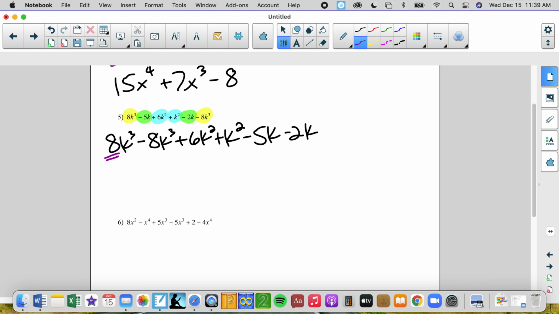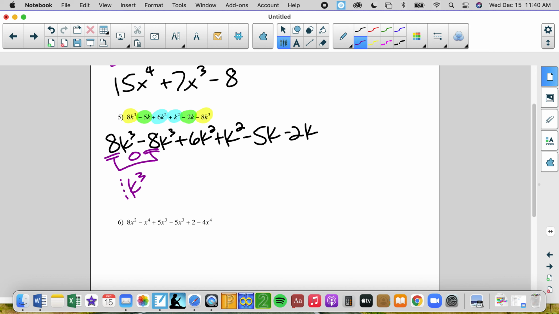So I look at the coefficients, because those are like terms. They both have k to the third. 8 minus 8 is 0. That equals 0. So I'm not going to write k to the third. If I wrote k to the third, which I saw a number of students write, you're telling me that there's at least one k to the third. There aren't. There's 0 of them.